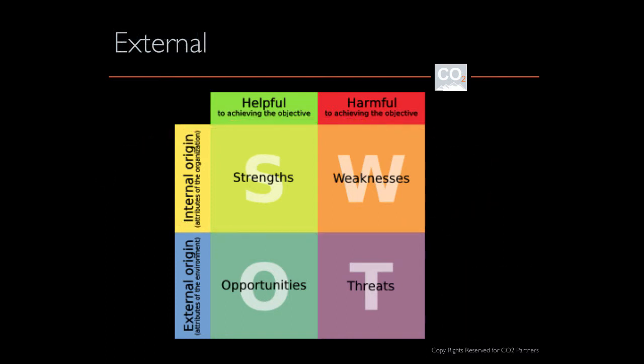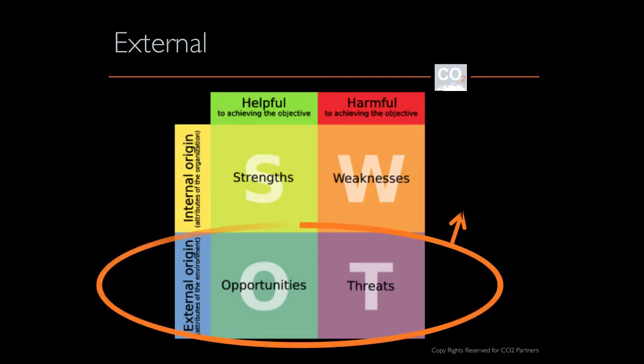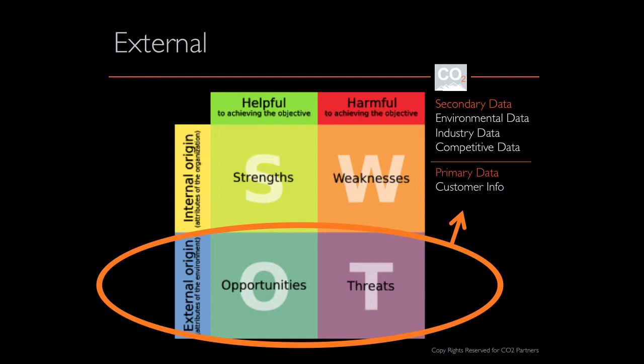The external part of the SWOT, again, has to do with what is helpful and harmful, the opportunities and the threats. And here, the secondary data will be environmental data, industry data, and competitive data. The primary data will be customer information. And so what we're going to do is accumulate as much of this as we can, and feed this in through those surveys into opportunities and threats and look at what's helpful and harmful.